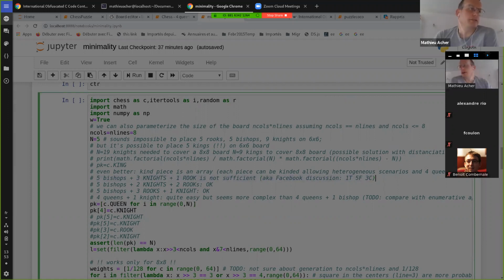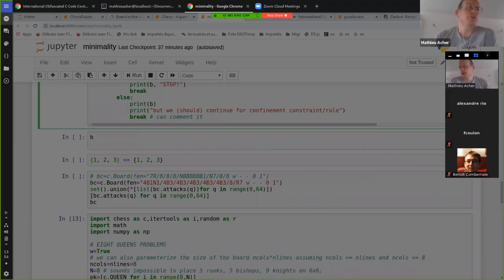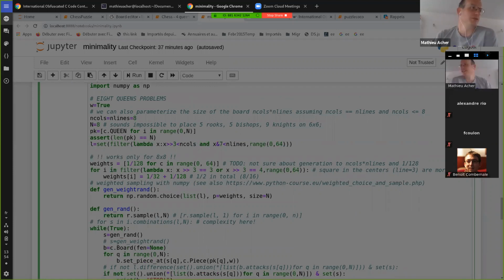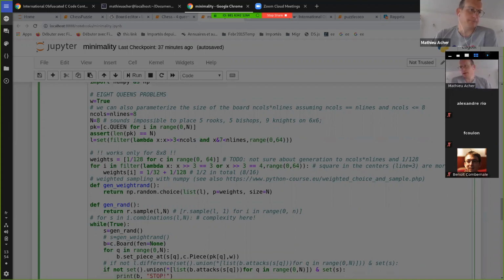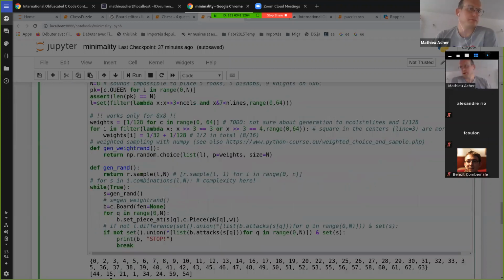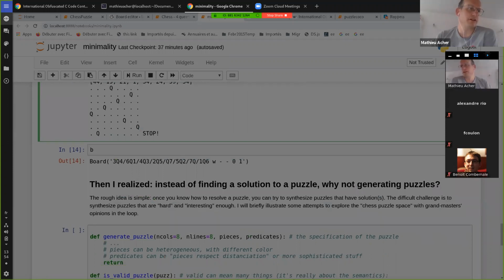And for instance, can you place 5 bishops plus 3 knights plus 1 rook for controlling all cases? And you can change all parameters that are here and there, all the predicates, and you can resolve many kinds of puzzles, right? Yeah, and I did that with the 8 queens problem, the famous one that we all know at university. So I have a kind of DSL for resolving any kind of puzzle.